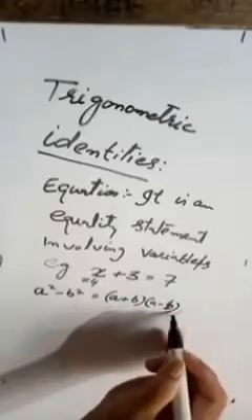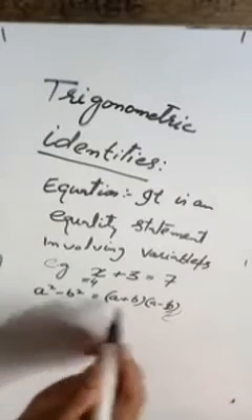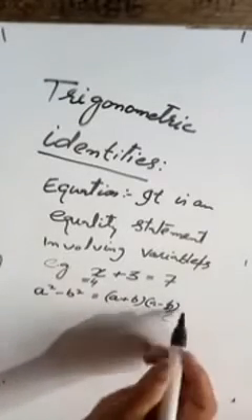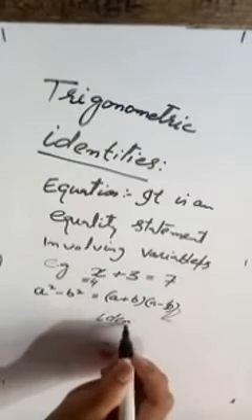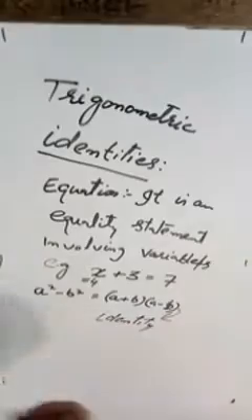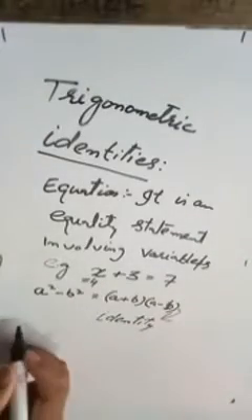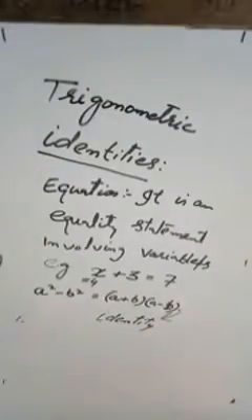So this is also an equation because it contains equality and also variables. This type of equation is called an identity. So what is an identity? Simply, we can define it.